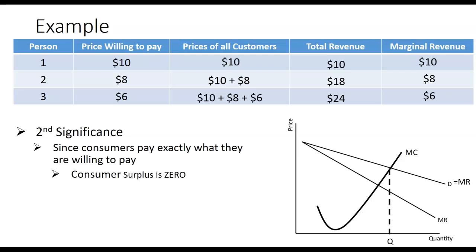The second piece of significance is that since consumers pay exactly what they're willing to pay, the consumer surplus is 0. If you go back to what you practiced going in, you used to have a consumer surplus. That was a triangle somewhere along those lines. Well, now there isn't any consumer surplus because the price you're willing to pay is the price you're going to pay. The price you're willing to pay is the price you did pay, and so forth.